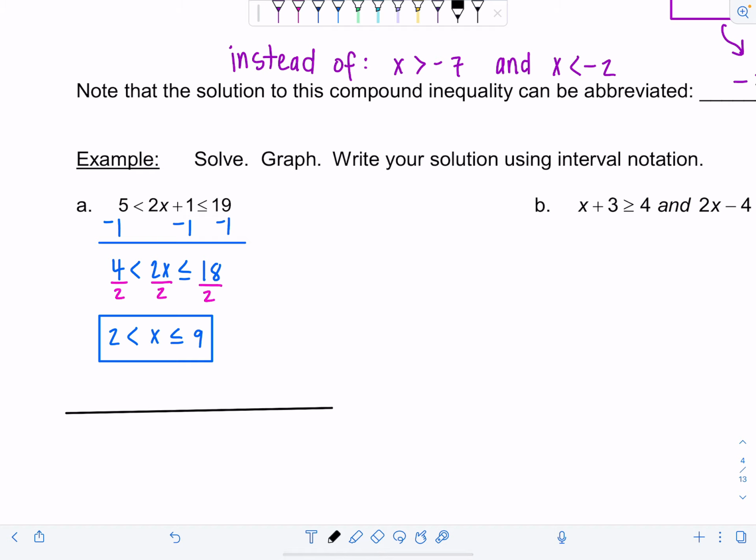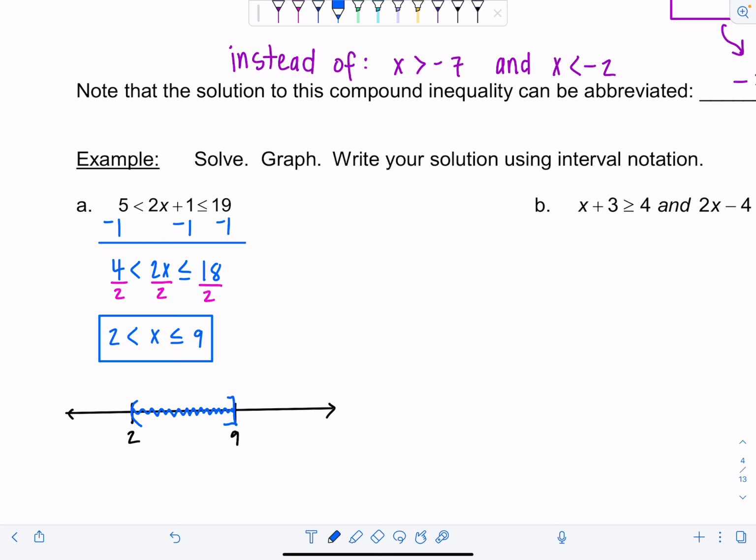So let's draw our number line. I'm going to put 2 and 9 here. And then notice we're not going to include 2. So on the number line, I'll put parentheses right there. And then 9 is included, so I'll put a bracket, and then we just shade in the middle.